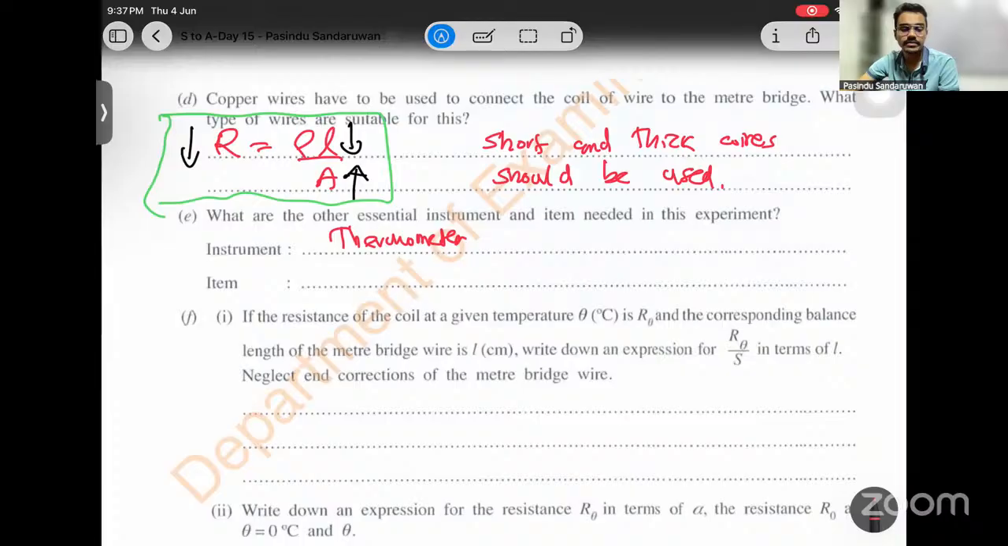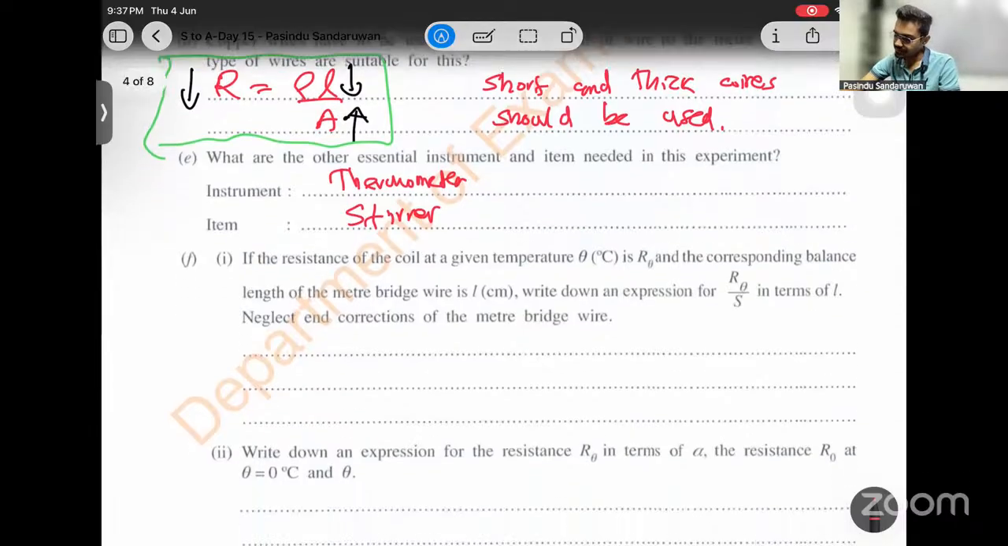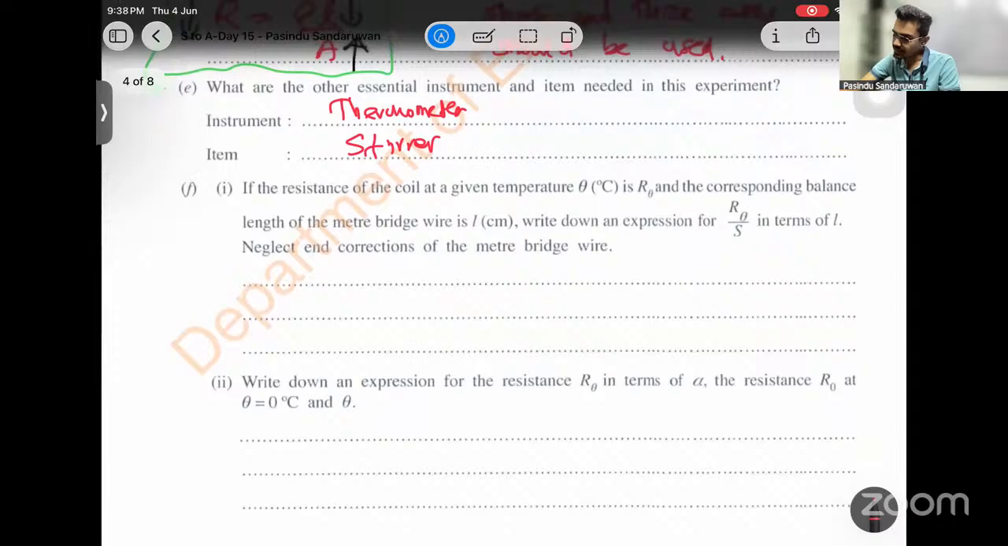To make sure there is a uniform distribution of temperature throughout the liquid, you have to stir it, right? Then we need a stirrer. Item is stirrer. Instrument is thermometer. Item is stirrer, right?